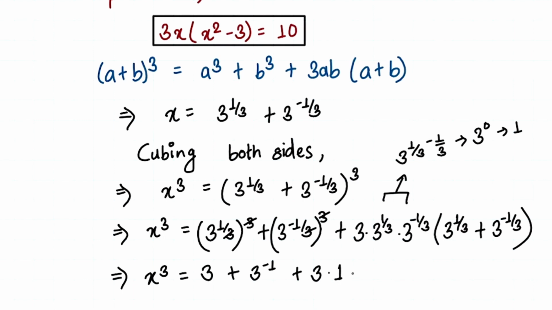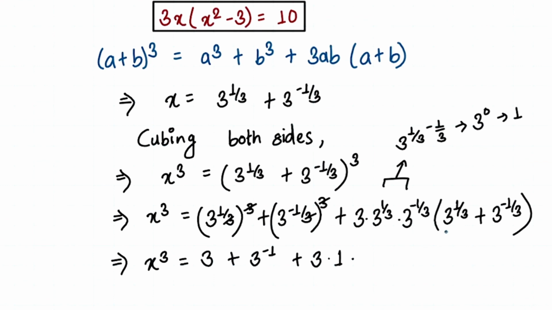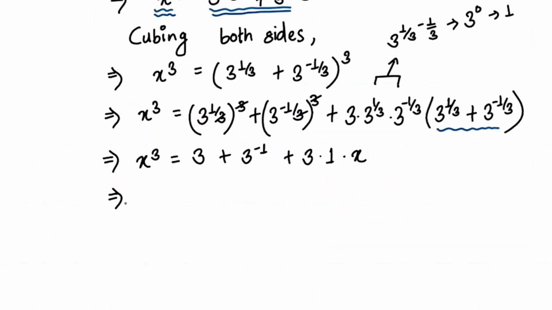Dot. Now, if you look at our question properly, we have 3 to the power 1 by 3 plus 3 to the power minus 1 by 3 as x, okay? This was given in our question, right? So what we can do here is, instead of writing 3 to the power 1 by 3 plus 3 to the power minus 1 by 3, we can just write x over here. And this entire complicated thing becomes a very simple thing. Now we just solve this pretty simple thing and we'll get our answer, okay?